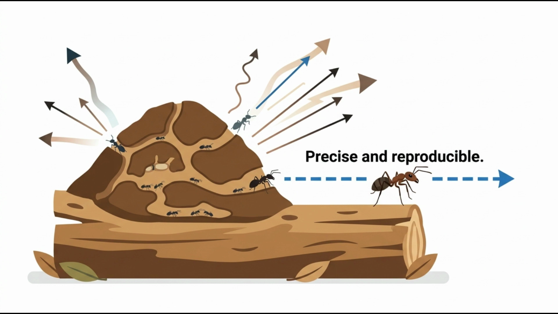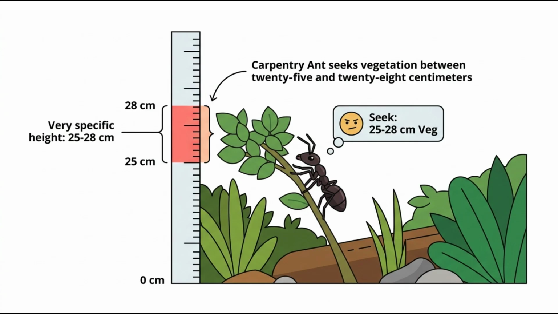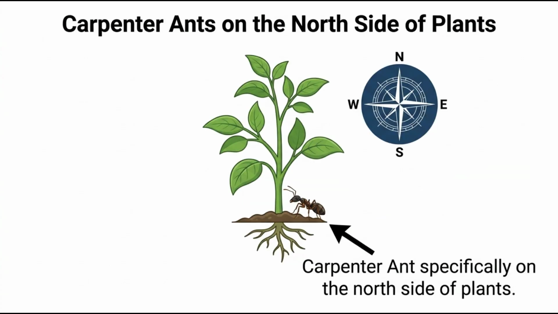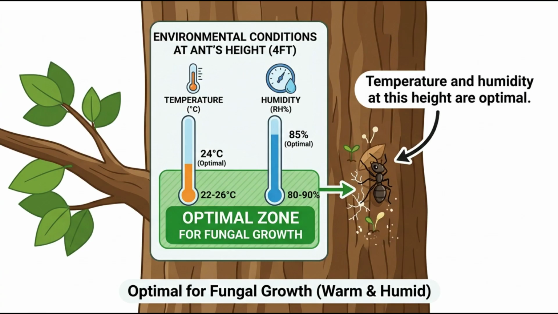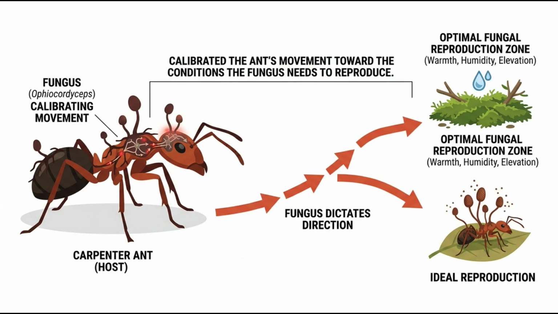Infected ants leave their colony. They descend from the canopy or wherever they were foraging and move toward the forest floor. They seek out vegetation at a very specific height, typically between 25 centimeters and 28 centimeters above the forest floor, and specifically on the north side of plants. The temperature and humidity at this height are optimal for fungal growth. The ant is not choosing this location. The fungus has calibrated the ant's movement toward the conditions the fungus needs to reproduce.